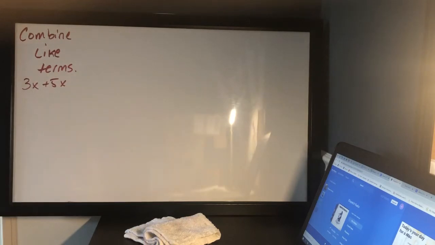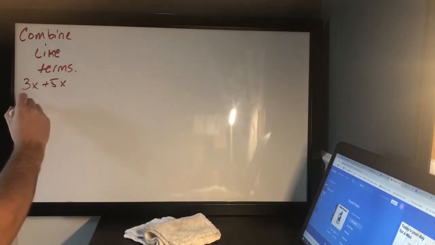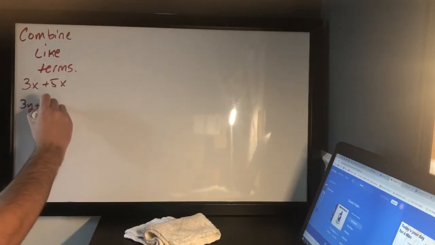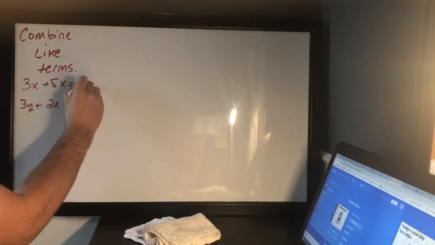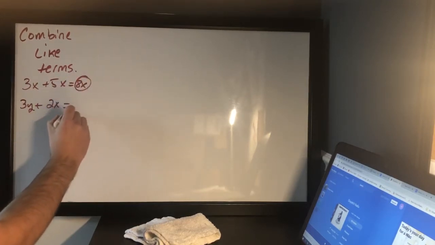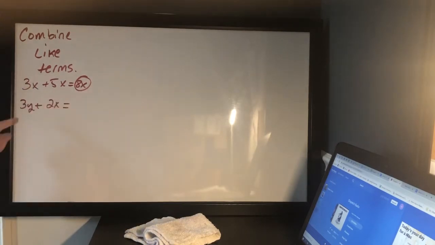if I have 3x plus 5x, that would give me 8x. If I have 3y plus 2x, this is just equal to that, right? That can't be combined because those don't match. So x and y don't match. So we'd have to leave that just like this.